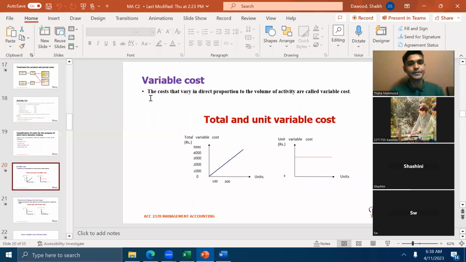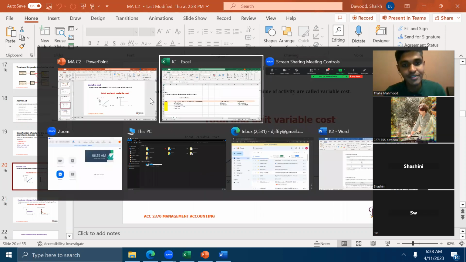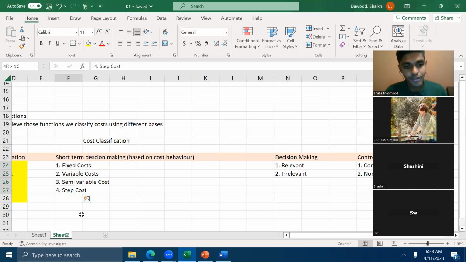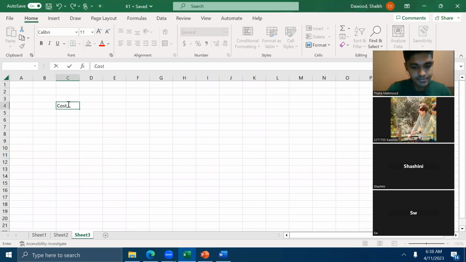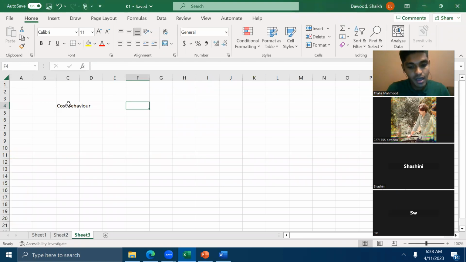So the first type of cost classification under cost classification for short-term decision making, or cost classification based on cost behavior. What do we mean by cost behavior? What they mean by cost behavior is how costs behave with the level of output.